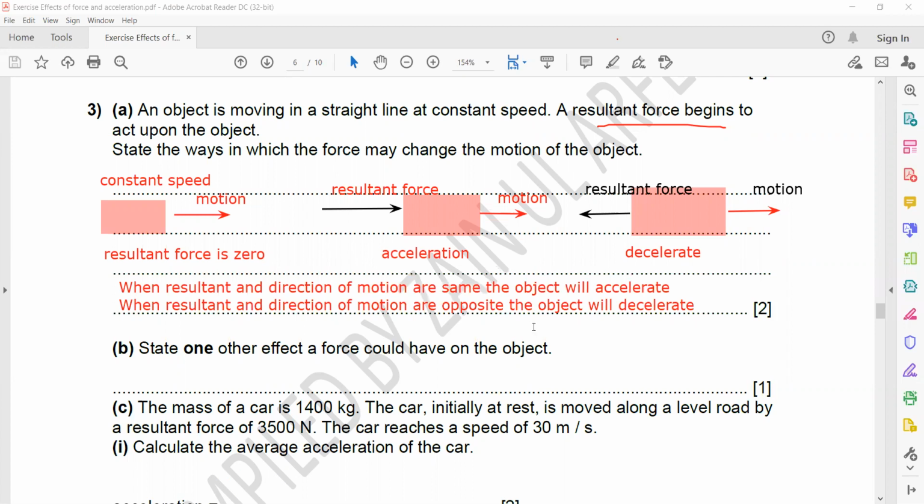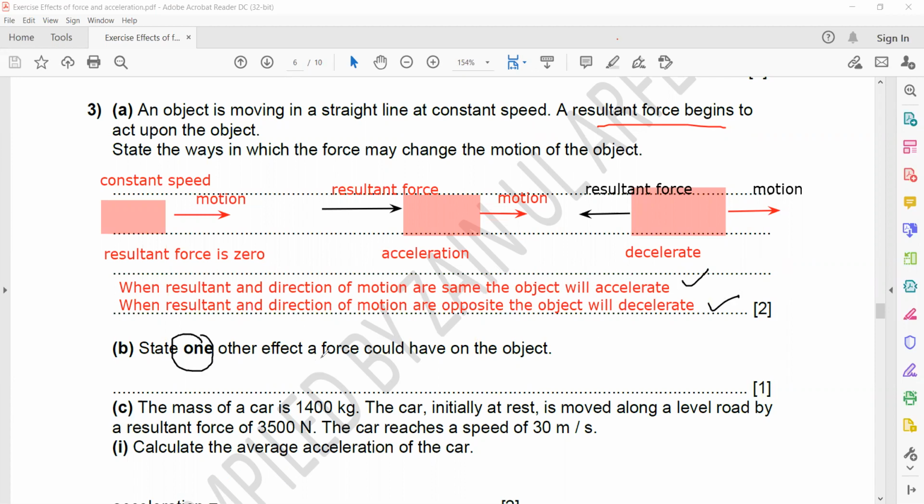Is it clear? You don't have to draw the figure in the exam, you just have to write the answer, and it's of 2 marks. So one is for showing that it will accelerate when they are in the same direction, you will get the 1 mark, and if it is opposite it will decelerate.